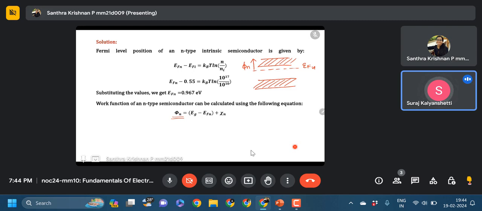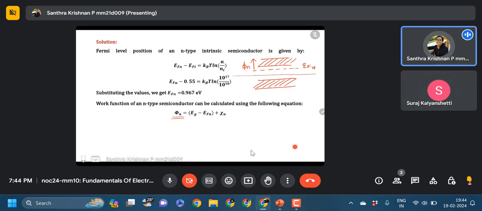EG minus EFn. Why is EG half? You have to take half, no? EG is half. So this much you need to remove from your calculation. That is why you take it. Suppose EG minus EFn means this much would be gone, right? We need only from here. Correct. So why in the equation here I see EG minus EFn? It should be EG divided by 2, right?